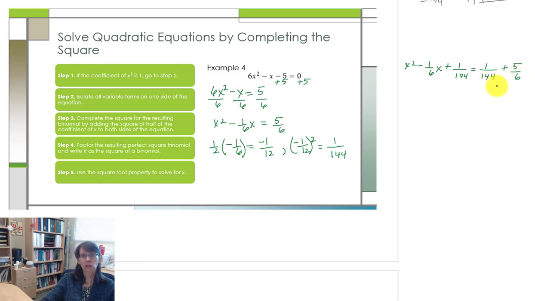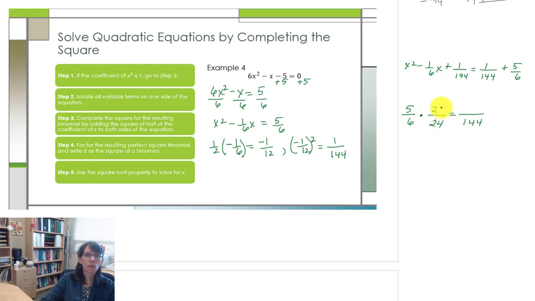So in order to add these fractions, we need to convert 5/6 into a fraction that has 144 for the denominator. In other words, 6 times something makes 144. So you could use your calculator and enter 144 and divide that by 6, and you're going to get 24.